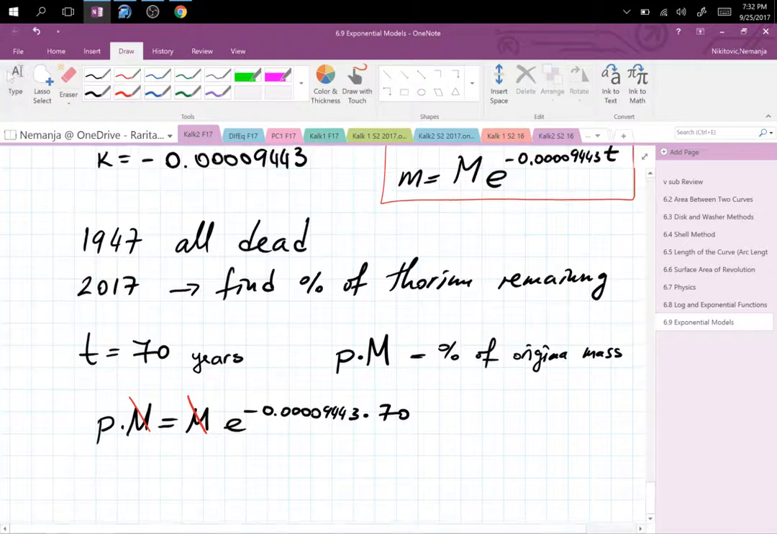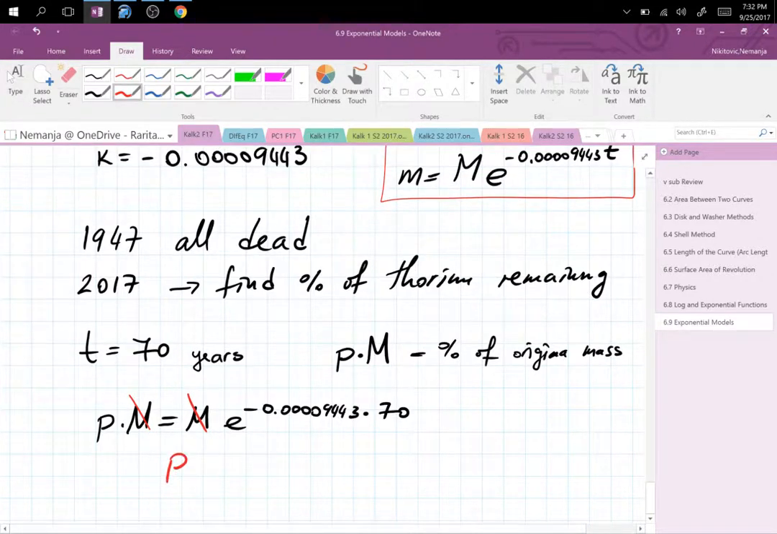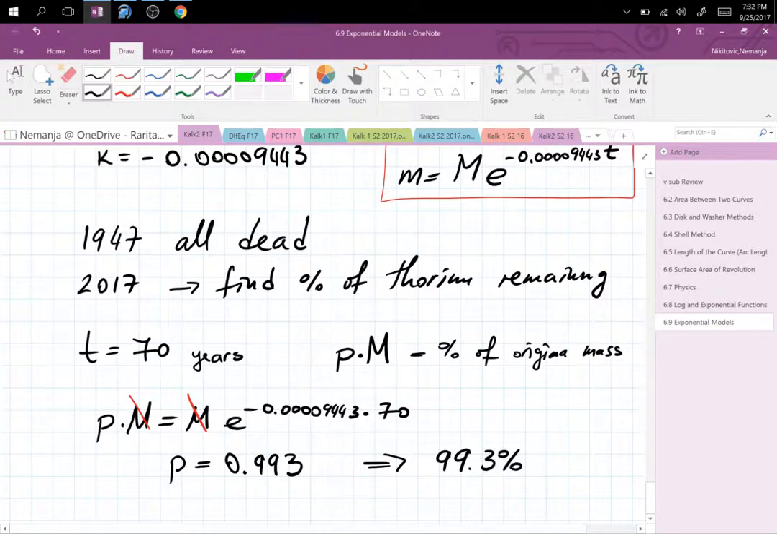And I have that P is equal to 0.993. That is 99.3% remaining. After 70 years, they only lost 0.7 of that thorium. Conclusion? The most beautiful corpses ever, right?